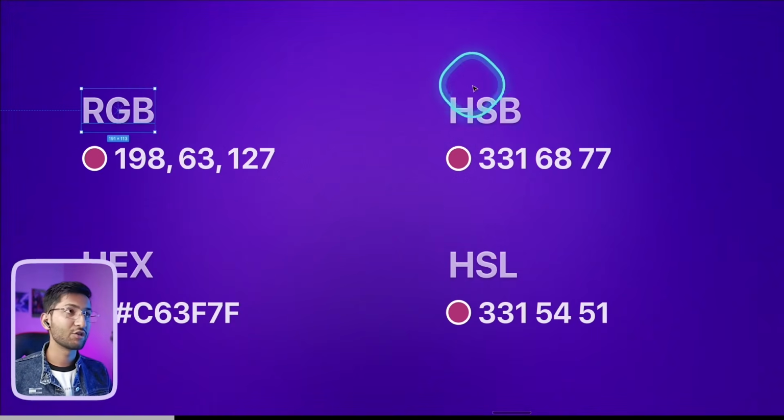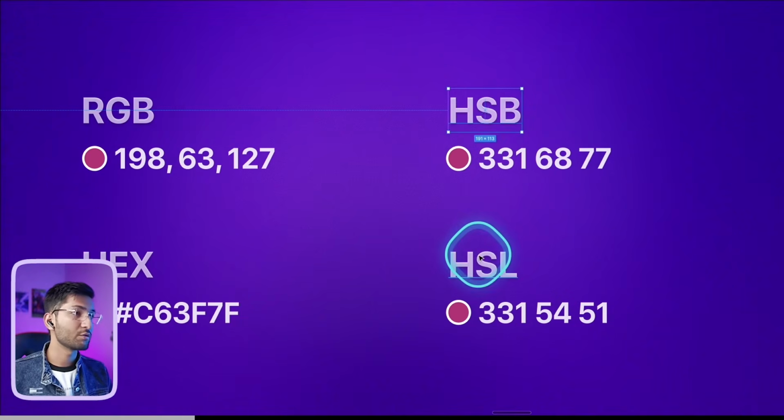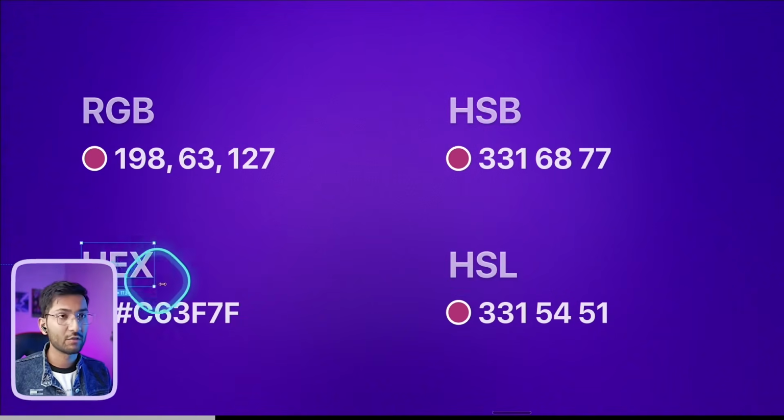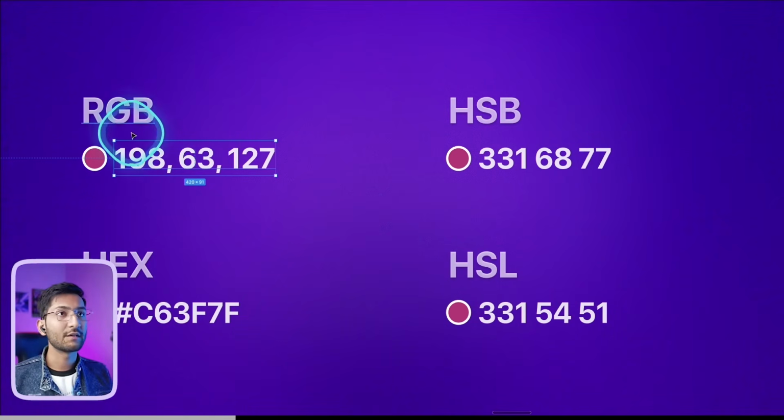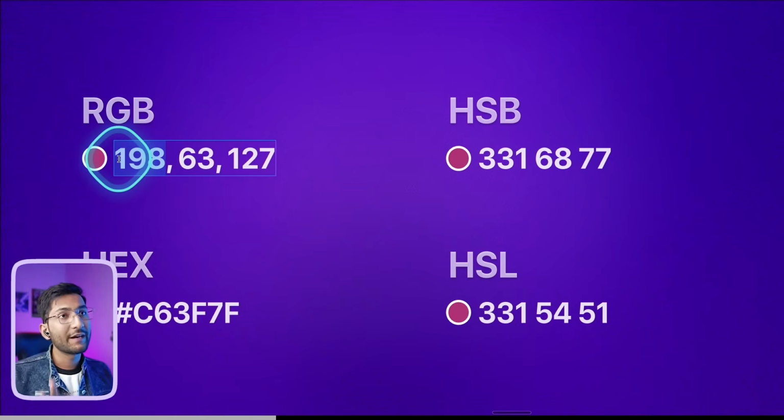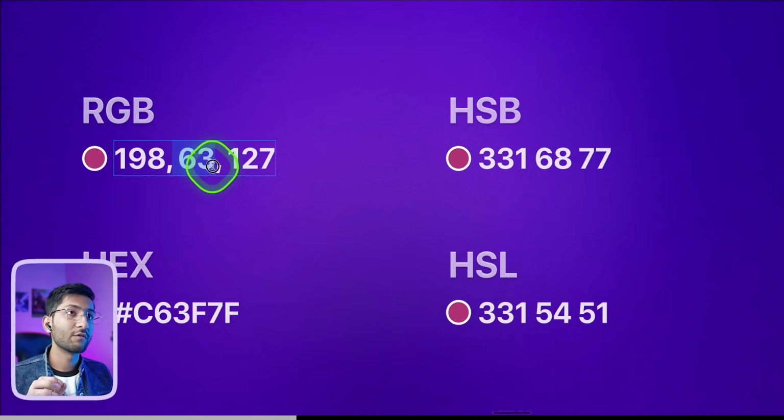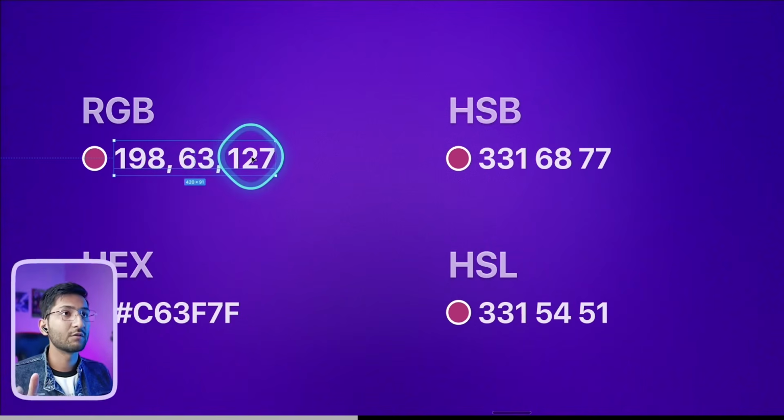The first one is RGB, then HSB (hue, saturation, brightness), HSL (hue, saturation, luminosity), and then we have the hex code. Now if you just look at any color code, let's say the RGB color code, the first number shows the amount of red color added. The second one shows the amount of green color added, and similarly the blue color. Now this number varies from 0 to 255. This also and this also.